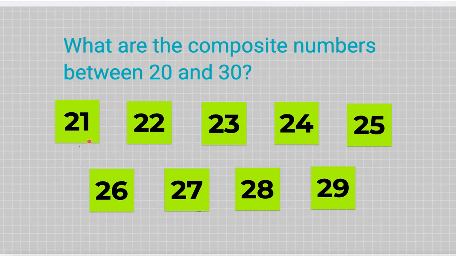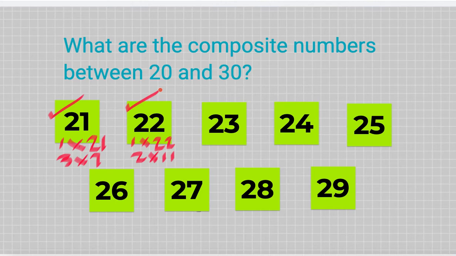The numbers that you can multiply and the answer is 21 are 1 times 21, and we also have 3 times 7. So therefore, 21 is a composite. Check. Now how about 22? We can have 1 times 22, that's correct. And we also have 2 times 11. So therefore, 22 is a composite number, and that is checked.